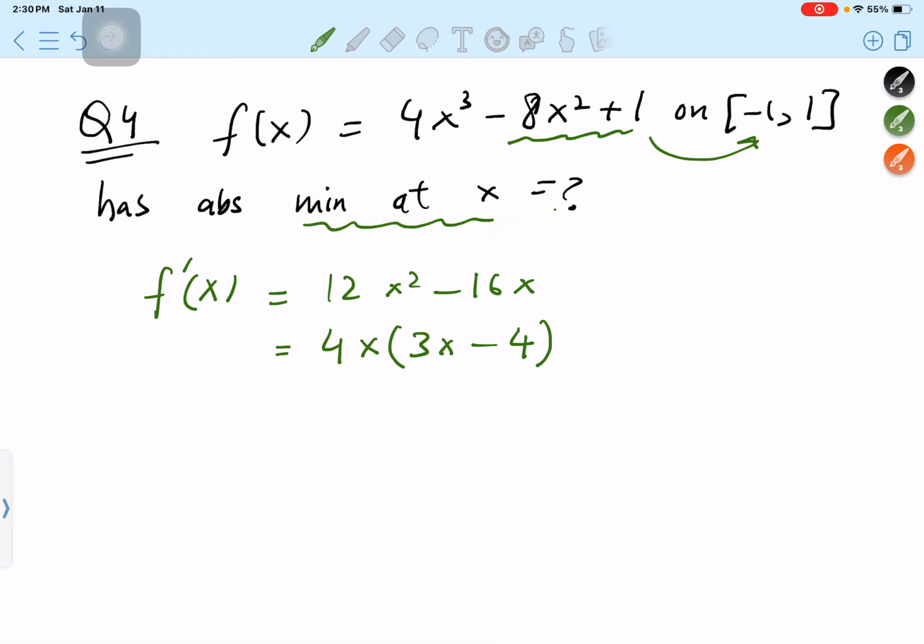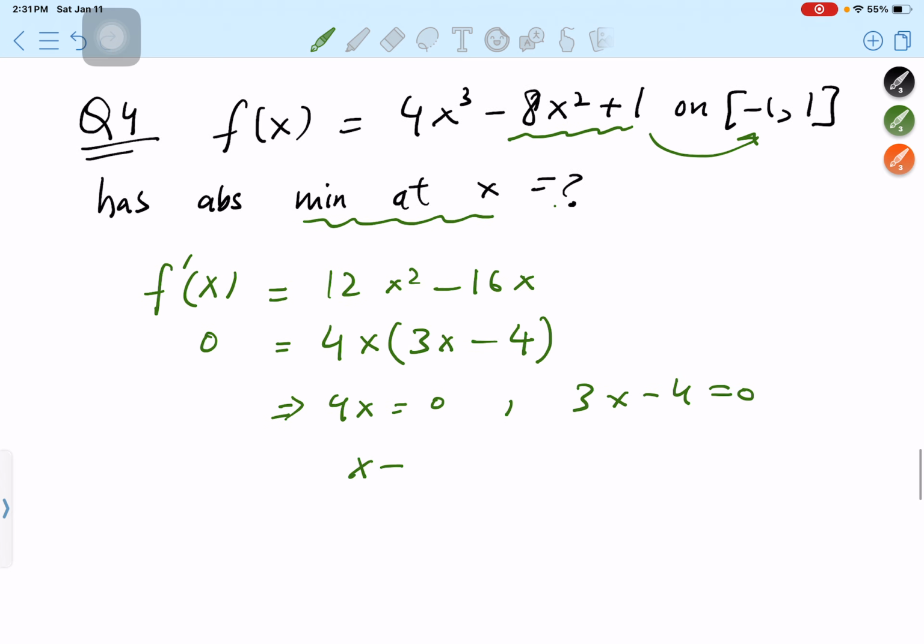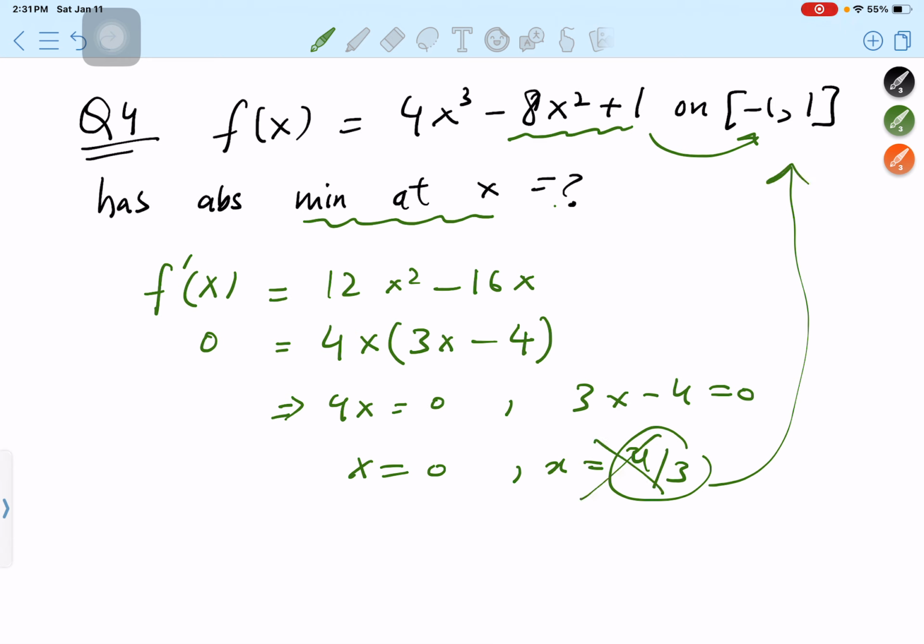It's also continuous everywhere, so it's not going to be undefined anywhere. All we have to do is set it equal to 0, and that means 4x equals 0 and 3x minus 4 equals 0. Solving each piece, we get x equals 0, and x equals 4/3. Notice 4/3 doesn't fall in the interval from negative 1 to 1, so we don't use that critical number at all. If our interval had been from negative 2 to 1, we would have included that value.